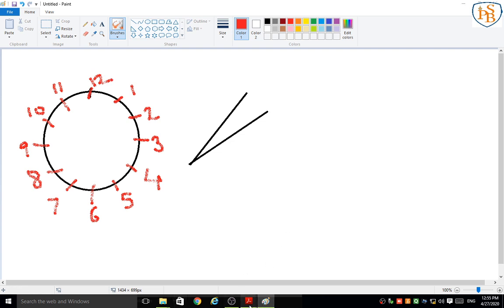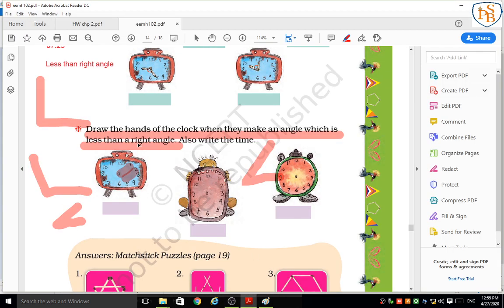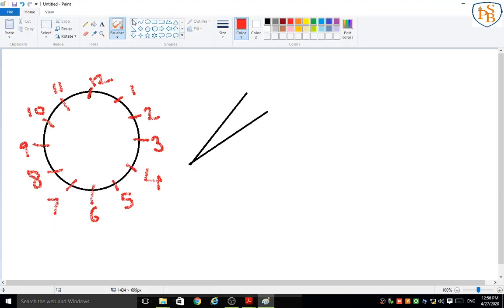Now what is our question? Here you have to draw the hands of the clock when they make an angle which is less than a right angle. Correct? A less than right angle we have to make. Then suppose your center of the clock is over here. Correct? Then 1:10 means it will be like this.